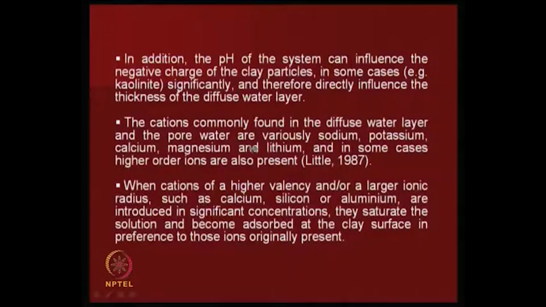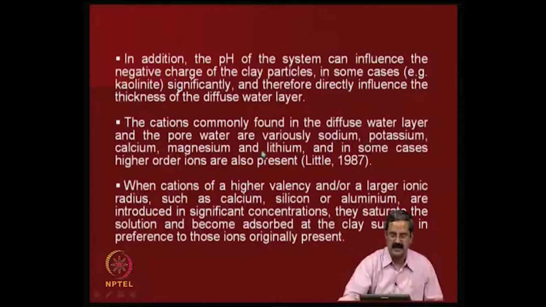in terms of the pH. For example, the pH of the system can influence the negative charge of the clay particles. How is it? There are three types of minerals, kaolinite, illite and montmorillonite, and in the three cases the surface areas are different. One can calculate the thickness of the diffuse double layer, and assuming all clay platelets are parallel, one can also understand a lot of other things. The cations commonly found in the diffuse double layer and the pore water are sodium, potassium, calcium, magnesium and lithium, and in some cases even higher order ions are also present.